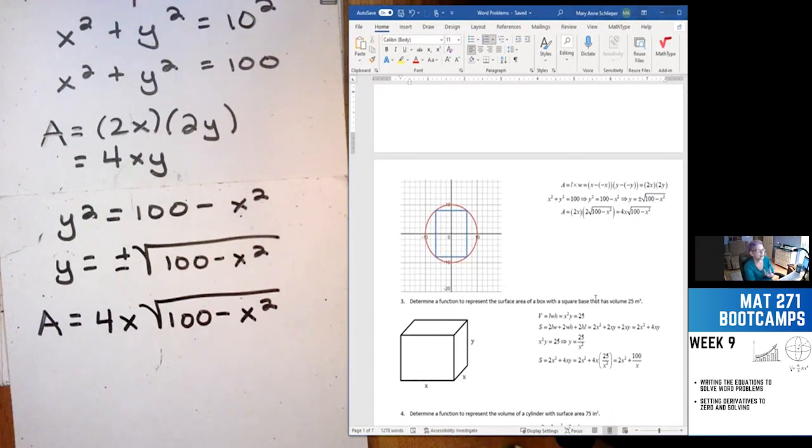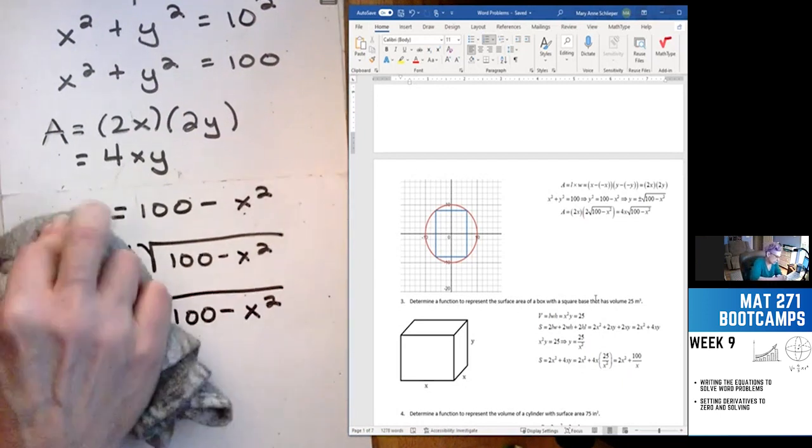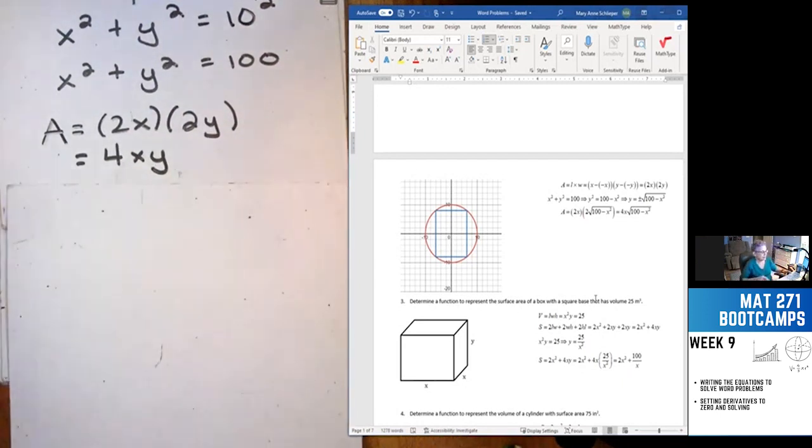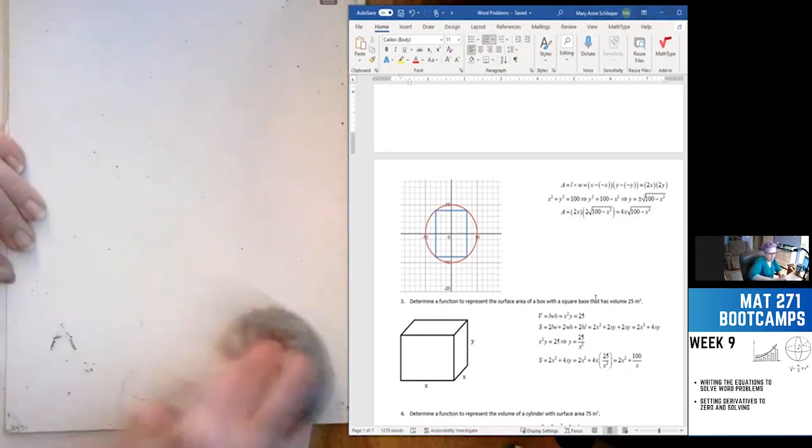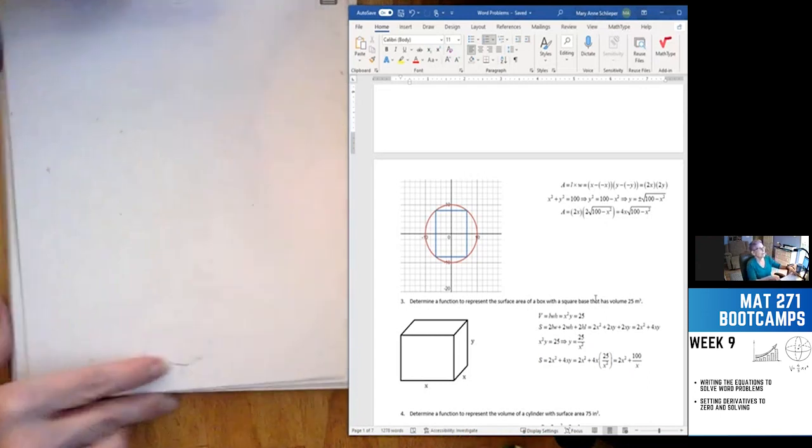Optimization problems also often have volumes and surface areas, and you want to maximize volumes and you want to minimize surface areas because you want to get as much stuff in the box as you can, but you want to spend as little as you can to make the box. So you're either given a volume and you need to figure out a surface area, or you're given a surface area and you need to figure out a volume.